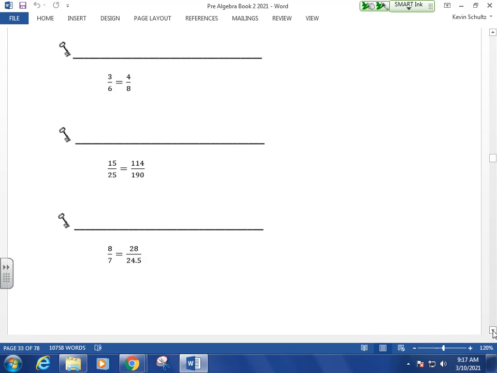Simplify, right? We know that 3/6, so we can put it in simplest form. 3/6 is equal to 1/2. If we simplify 4/8, that is also equal to 1/2. Okay, so if you simplify both fractions and they equal the same thing in simplest form, in this case 1/2, then you know that they are equivalent.